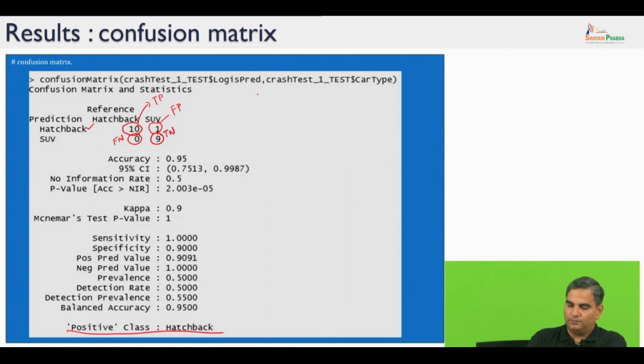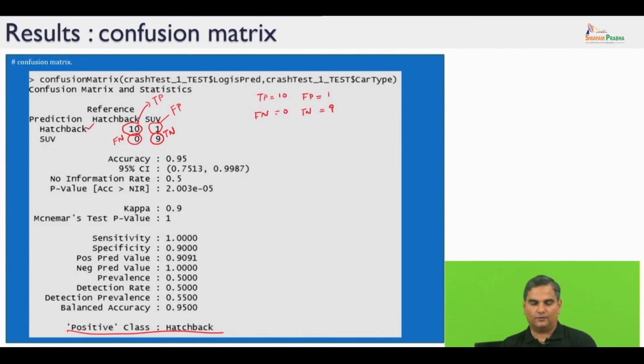So, true positive equals 10, false positive equals 1, false negative equals 0, true negative equals 9. So, this is what we have. Now, let us go through the formulae that we had before and then see whether all of this fits in.